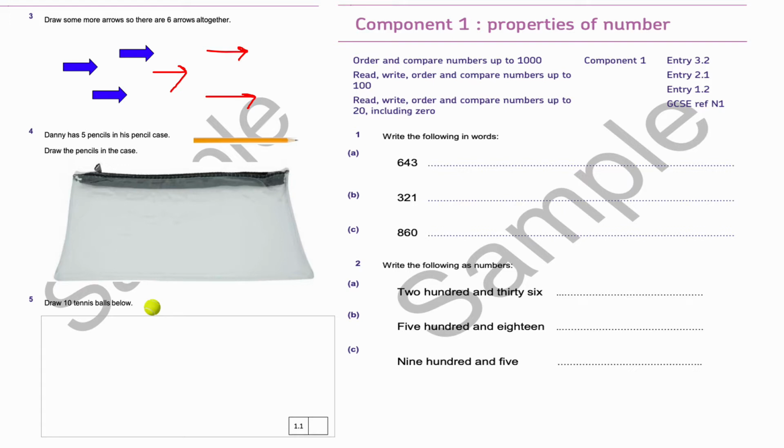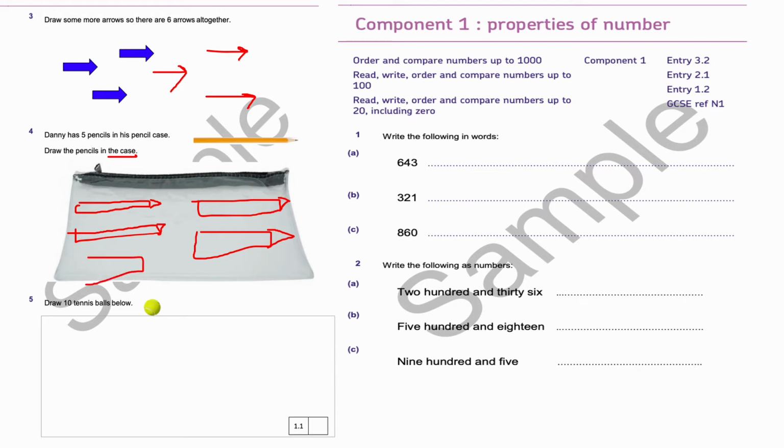Okay, this is question number 4. Danny has 5 pencils in his pencil case. Draw the pencils in the case. So 5 pencils. I'm going to draw a little tube, and then a little pointy bit there. That's going to be my pencil. 2 pencils, 3 pencils. It is not drawn artistically, but hopefully you get the idea that these are meant to represent pencils of different sizes, you could say. And there's 5 pencils.